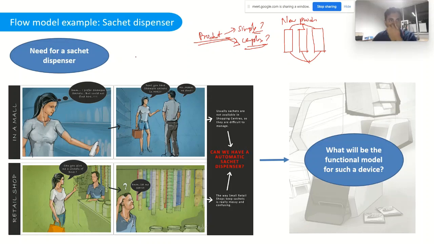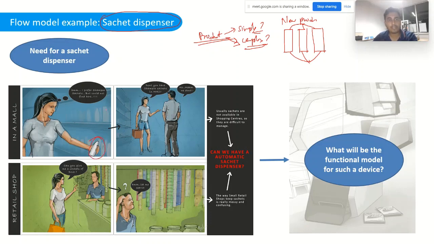Okay, so let's take an example. In my first or second class, I discussed something about a sachet dispenser. So this was the scenario. What happens, like in a mall scenario, we do not have sachets, we have only shampoo bottles.